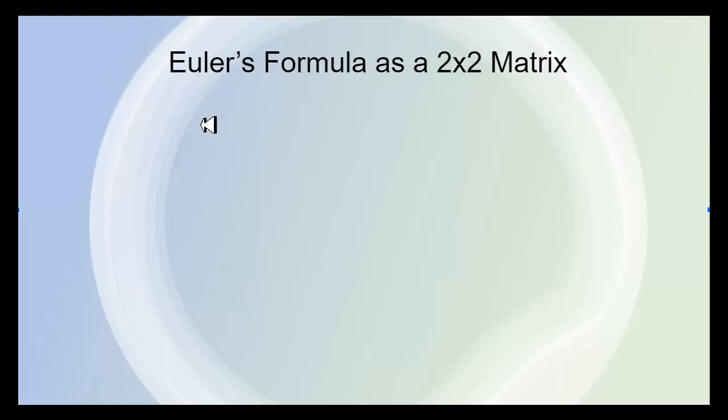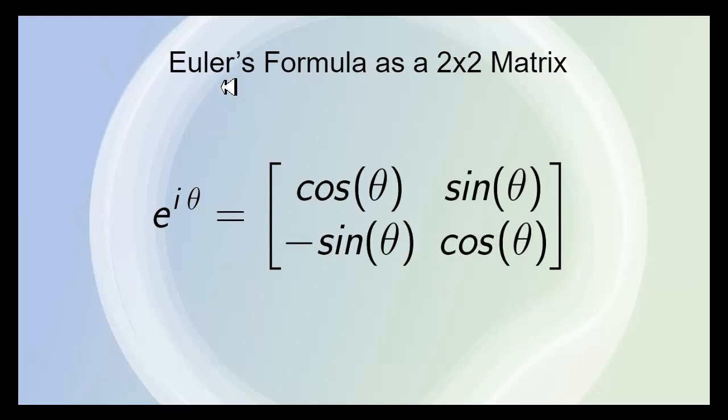So now we're going to talk about the 2x2 matrix version of Euler's formula. And of course, this is the one I like the best because this is what I actually use in my computer code to make things happen. Okay, and so here is the 2x2 matrix version of Euler's formula. So e to the I times theta is equal to this 2 by 2 matrix.